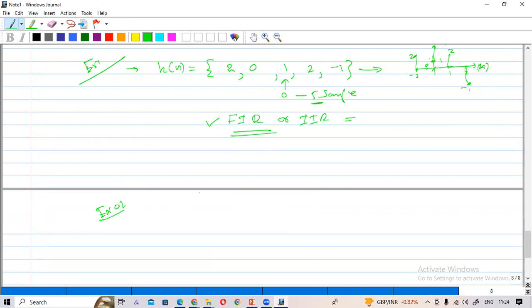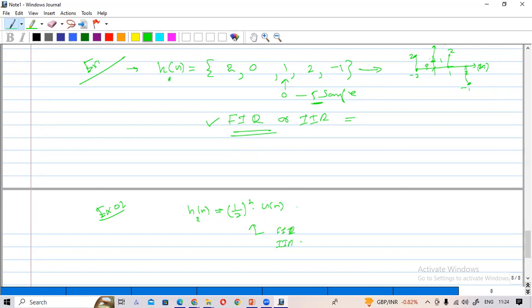So anyway, if I give you another h[n] impulse response, let's say this is the first impulse response. If I give you another impulse response, let's say that's (1/2)^n u[n], this kind of one. Is this FIR or IIR?